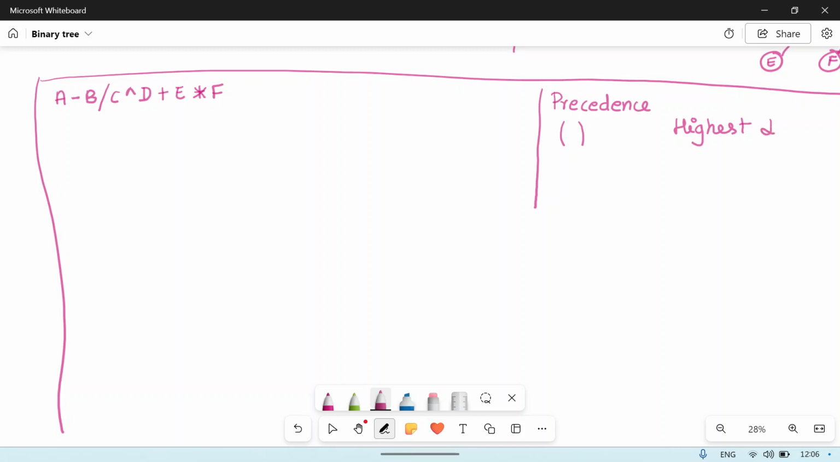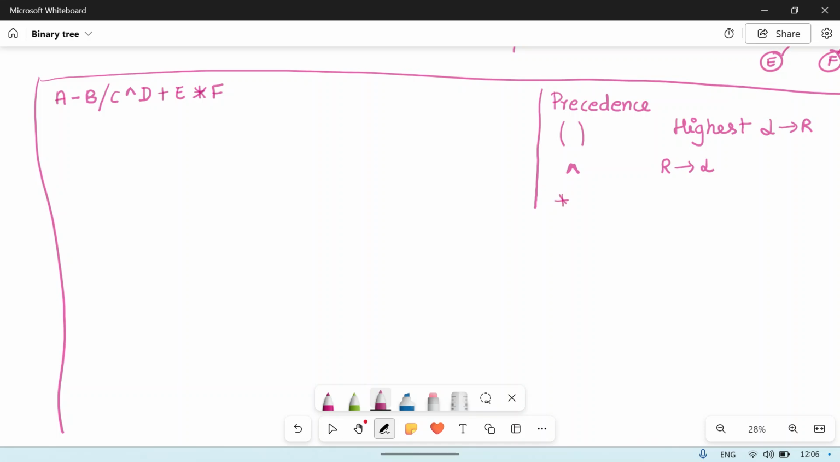And the associativity is from left to right. That means the expression will be evaluated from left to right. And next one will be power. Power has the next highest precedence. The associativity of this is right to left.